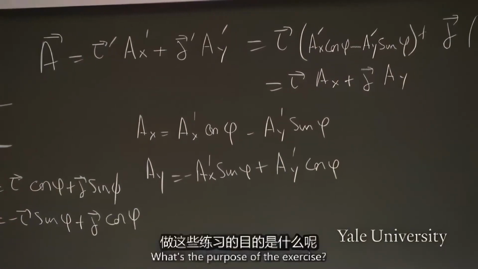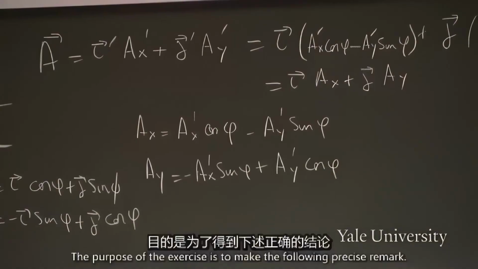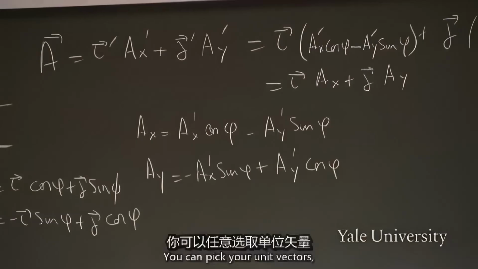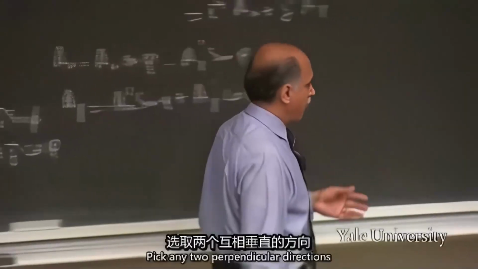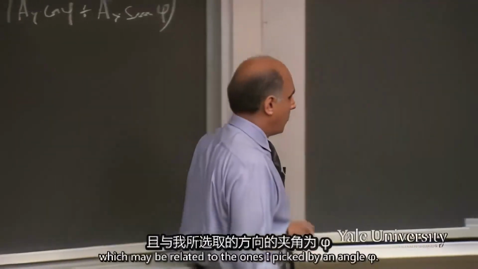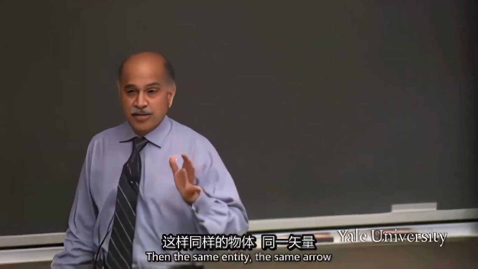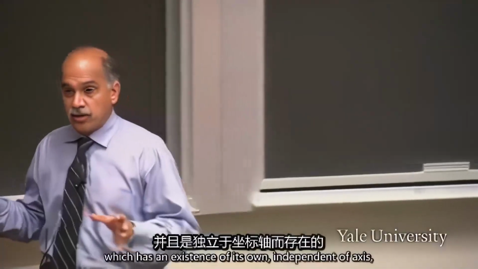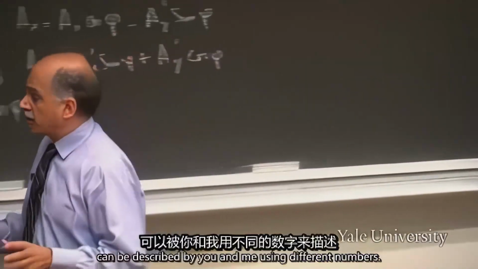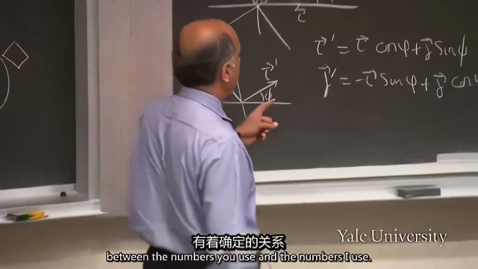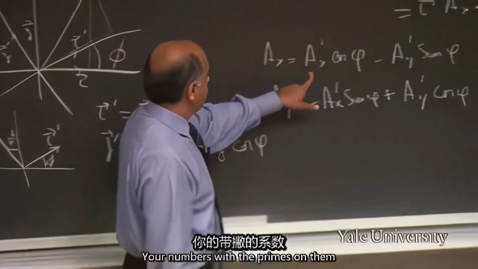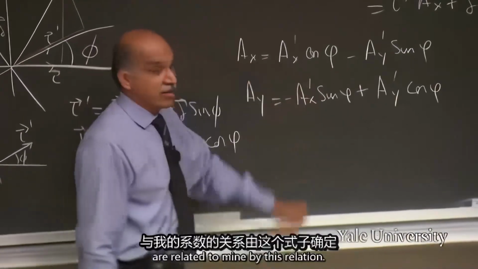So what's the purpose of the exercise? The purpose of the exercise is to make the following precise remark. You can pick your unit vectors, or what are called basis vectors, any way you like. Pick any two perpendicular directions which may be related to the ones I picked by an angle phi. Then the same entity, the same arrow, which has an existence of its own independent of axes, can be described by you and me using different numbers. But there's a precise connection between the numbers you use and the numbers I use. Your numbers with the prime on it are related to mine by this relation.